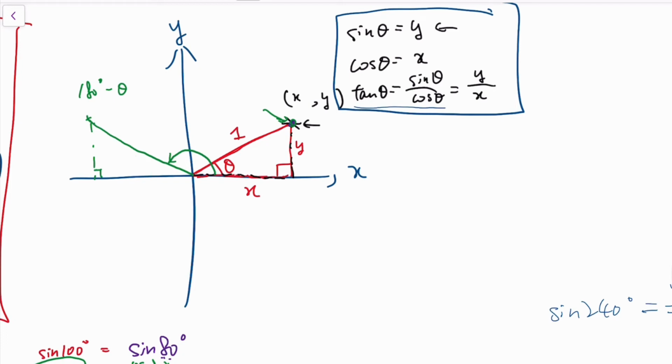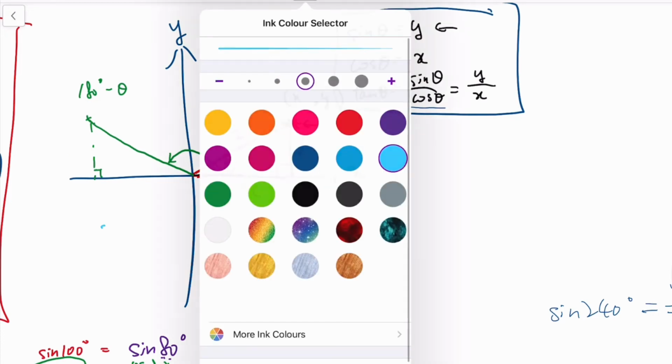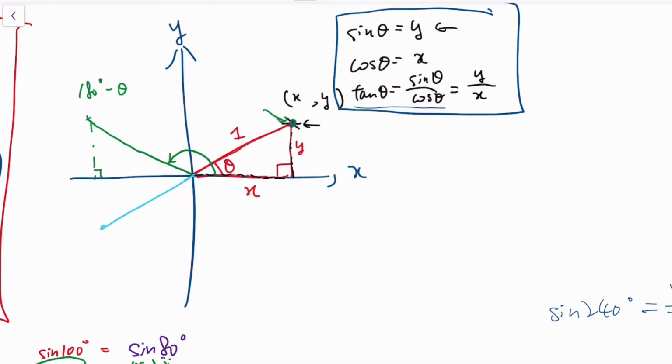Then we can reflect again. So we reflect this along the x-axis, and you get something like this. This time this was theta, so now this is theta. But again, angle is measured from the positive x-axis, so that's 180 degrees plus theta.